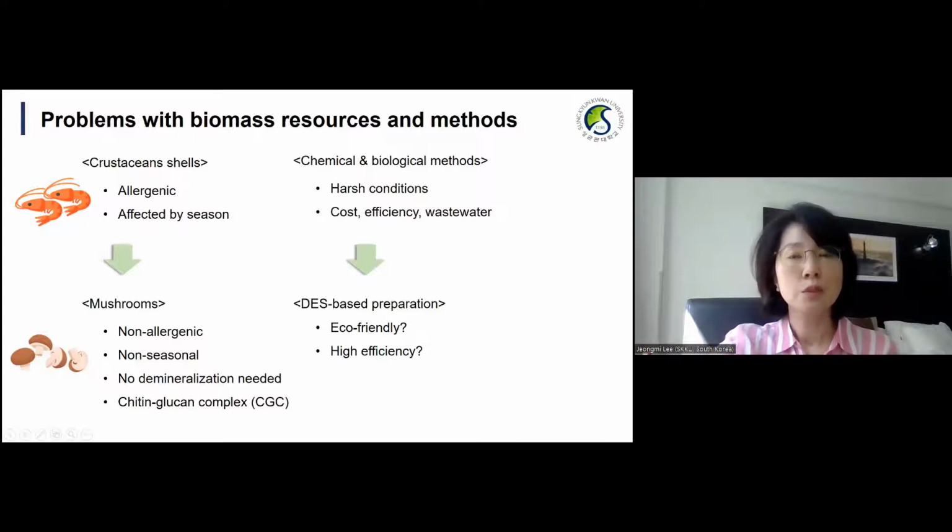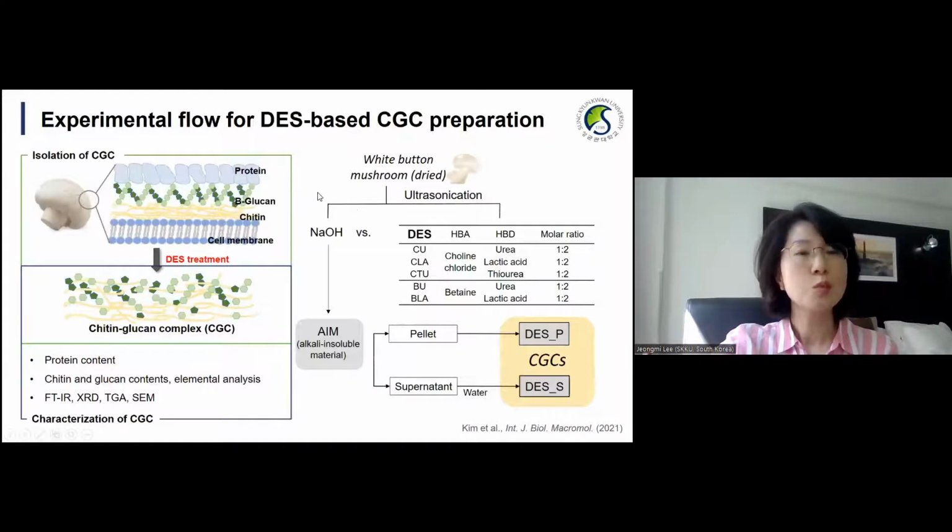And biological methods are quite eco-friendly and safe, but still these kinds of methods may have some problems such as high cost and maybe low efficiency. So in this study, we were thinking maybe DES can be applied to prepare chitin from mushrooms. And hopefully the method will be eco-friendly and very highly efficient. So this is what we did for this study.